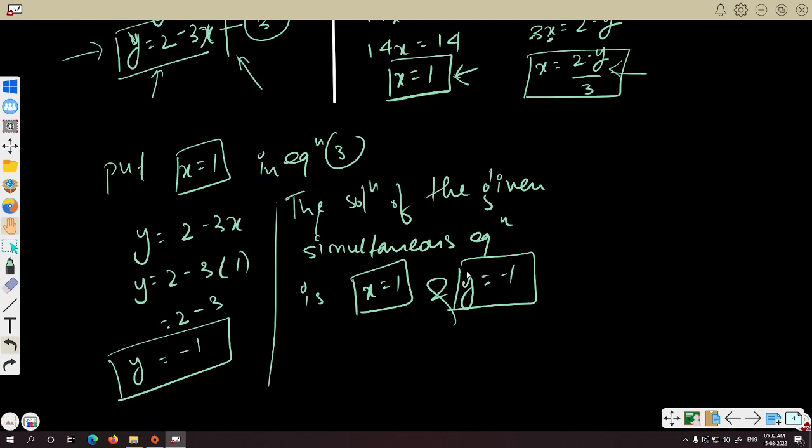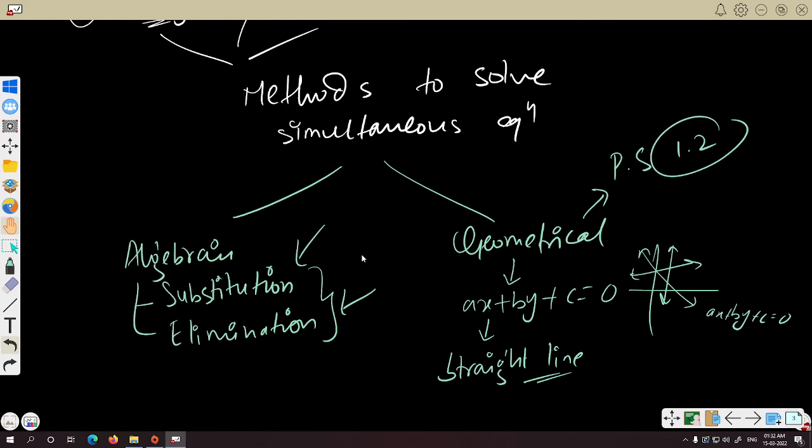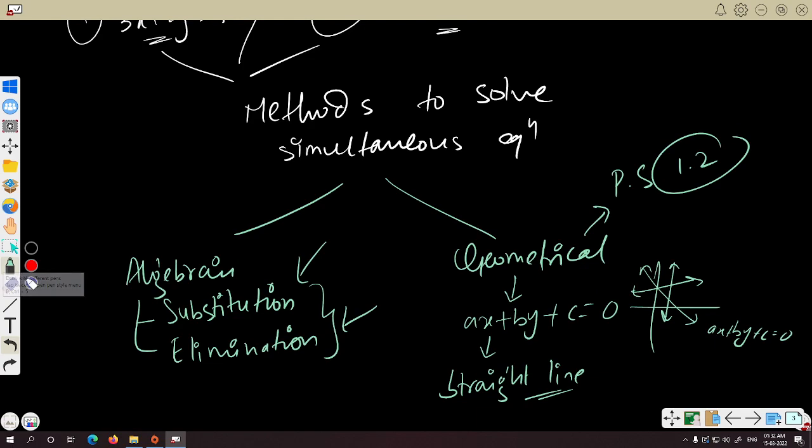Now the same numerical we will solve using the elimination method. As we saw, we have two methods to solve any simultaneous equation. In the algebraic method, we are done with the substitution method. In substitution, what we do is we substitute a variable in another equation. Now we will see the elimination method.